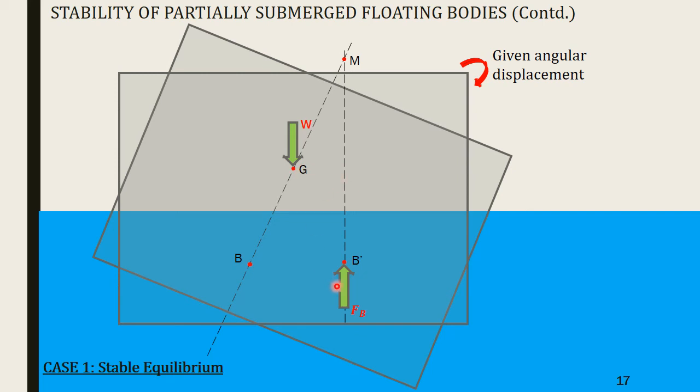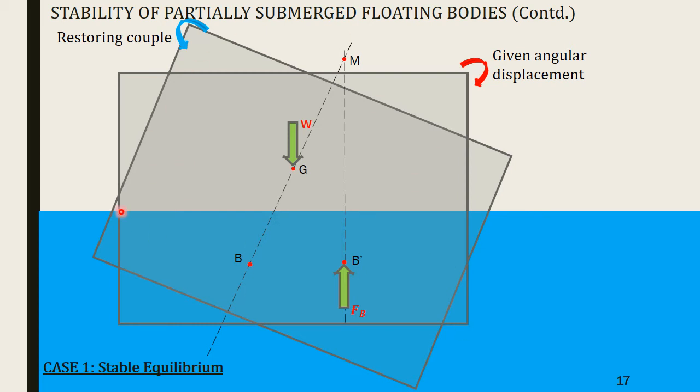Now, what type of couple will W and FB create? If you look at it closely, you will understand that it is going to create an anti-clockwise couple. This is the angular displacement and it is given in the clockwise direction, whereas W and FB is going to create a couple in the anti-clockwise direction, that is opposite to the direction of the tilt. So the body is going to try, and this is known as a restoring couple, and the body is going to try and oppose this angular displacement. It is going to try and come back to its original position.